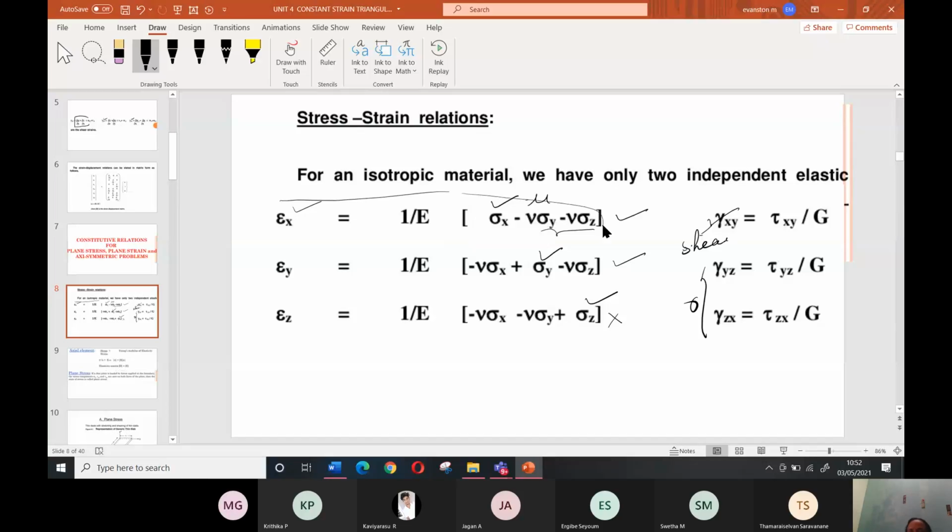This is the shear strain. This is the shear stress. So this is the rigidity modulus or shear modulus. Shear modulus. So they are related like this. There are other relations also. For the YZ plane, that is tau YZ divided by G. This is the relation between shear stress and shear strain.